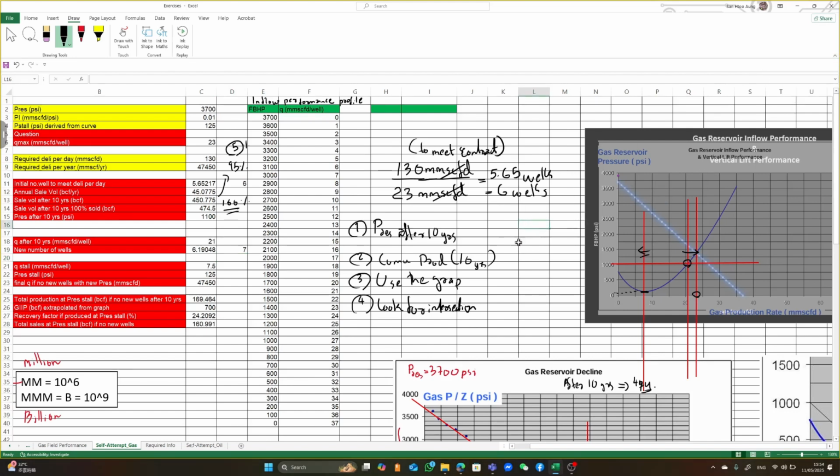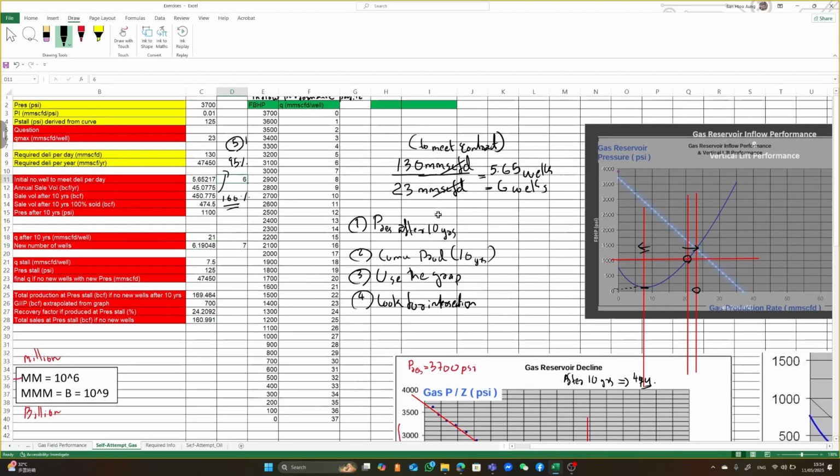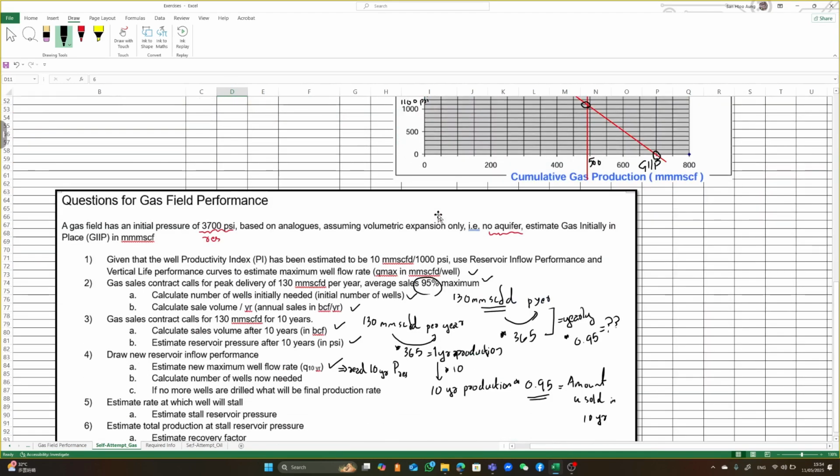Right. So just like that, we have figured out the number of wells that we need to produce the promised amount when we sign the contract, which is 6.19. We can't do that in the real world, so it is 7. So we need to drill one more additional well to meet the production contract.